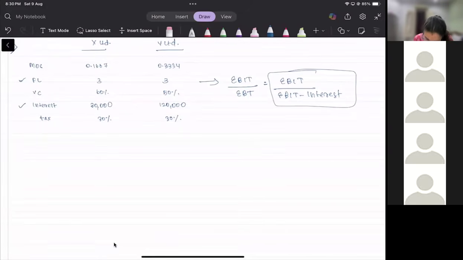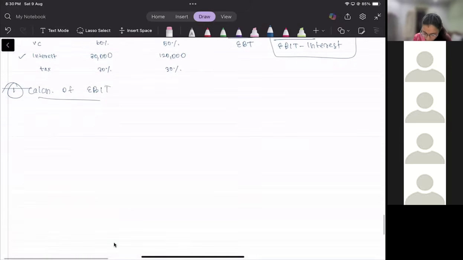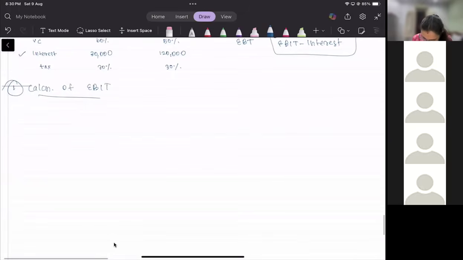So shall we do? First step: calculation of EBIT. You need not write the heading, I just wrote it for your understanding. I'm doing this together in a columnar format, but if you want, you can do it one by one also. That's also fine.